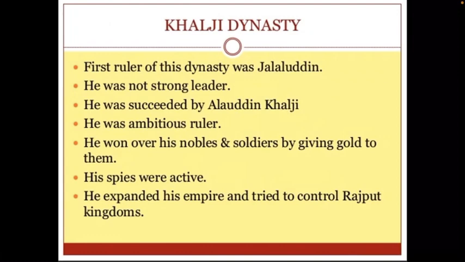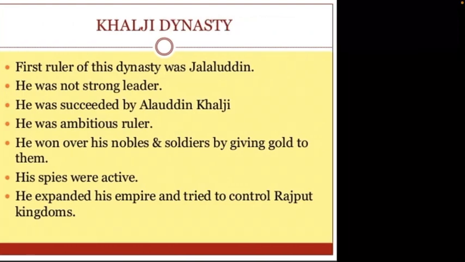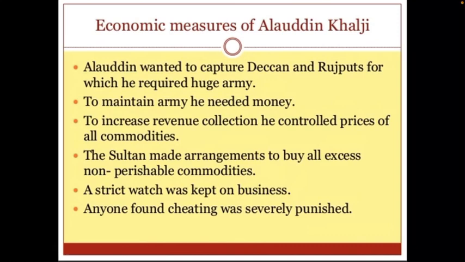There were different economic measures that were adopted by Alauddin Khilji. First of all, he wanted to capture Deccan and Rajputs, for which he required a huge army. To maintain the army, he needed money, and that money came from the revenue collection. He controlled prices of all the commodities in his area. The Sultan made arrangements to buy all excess non-perishable commodities. A strict watch was kept on the business. Anyone found cheating was severely punished. Following these measures, he collected a lot of money.